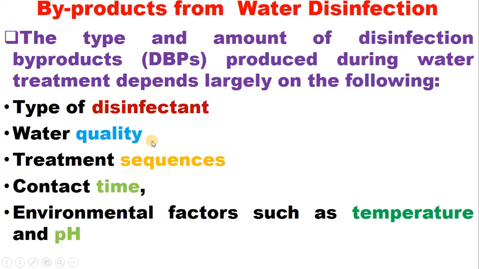Another thing is water quality. If the water is highly contaminated, the byproduct will be different from when the water is slightly contaminated. Another thing again is treatment sequence. If the arrangement of the treatment is different, then the byproducts as well must be different. Like the treatment process for groundwater differs from that of surface water. So expect different byproducts. At the same time, contact time is another thing. The contact time for ozone is just 4 minutes. So it will have a different byproduct from that of chlorine that takes 20 minutes and above. Another thing to be considered is environmental factors such as temperature and pH. Like the groundwater pH is quite higher than that of the surface water.